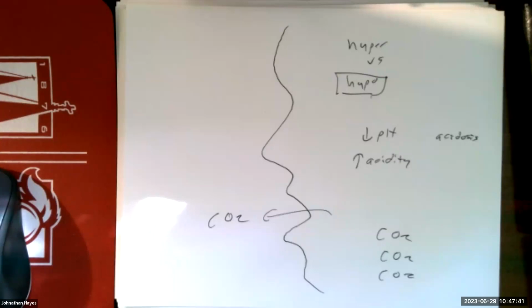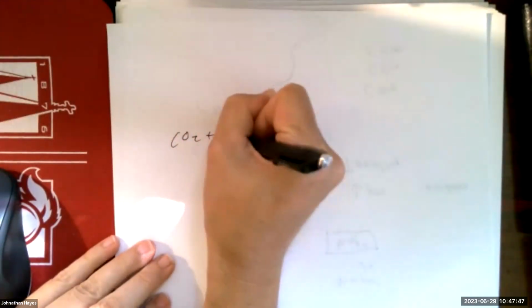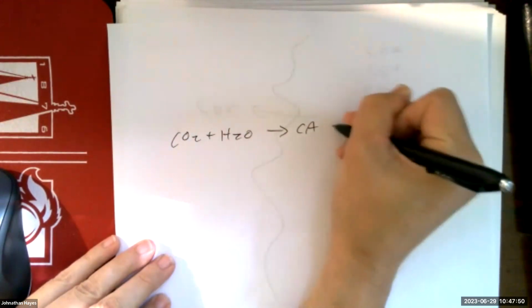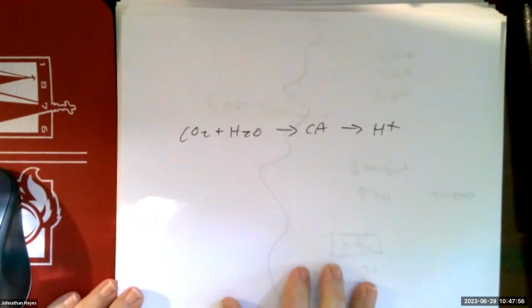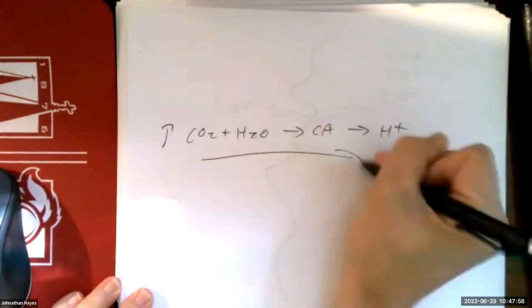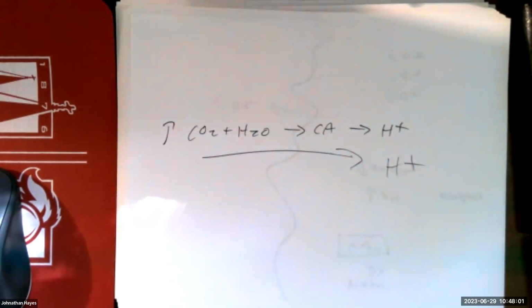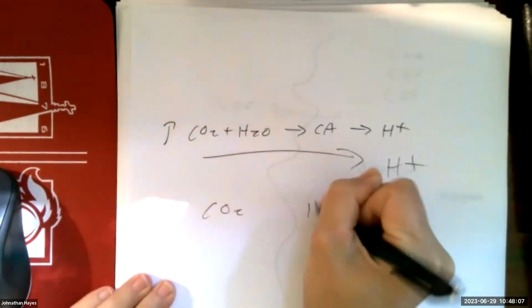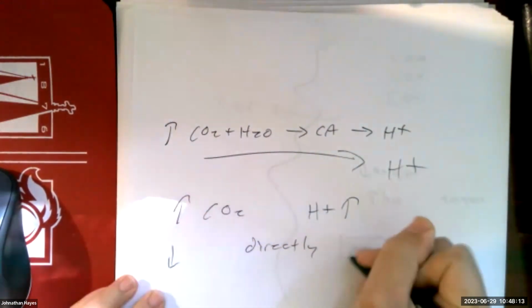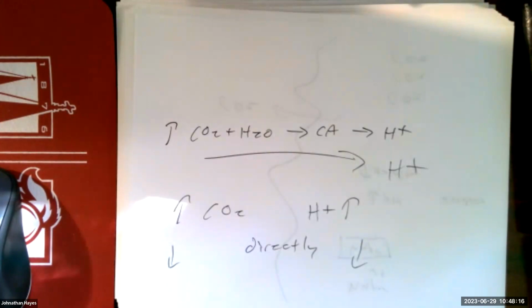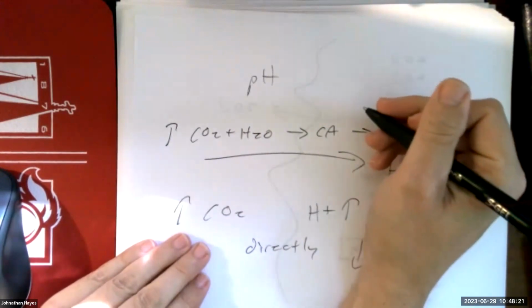That will change pH. Why does it change pH? It's based off the carbonic acid equilibrium equation that says CO2 plus H2O yields carbonic acid, yields hydrogen ion. So forget the rest of the equation. The more CO2 I have, the more I push this reaction to the right, the more acid I get. So CO2 and H plus are directly related. If CO2 goes up, H plus goes up. If CO2 goes down, H plus goes down. So if I'm trying to rapidly change pH, what can I do? Just breathe faster or slower.